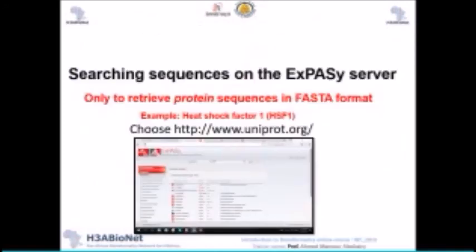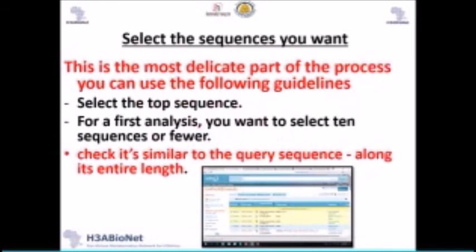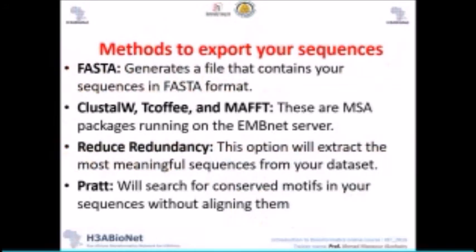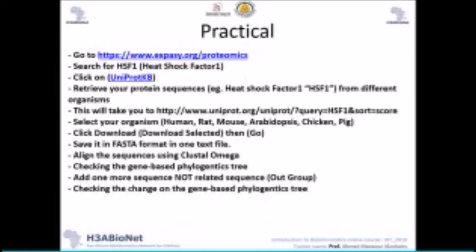In the practical, we will see how to retrieve the protein HP1 factor 1 from ExPASy, how to select the top sequences and do the analysis along the entire length, and choose six different organisms and see the differences between them. Of course, this is the type of method we are using, and we will see that later in the practical lecture. This practice will be followed later on in our lecture. Please take a look at it, listen to it, and follow these steps, so you can know exactly what we are looking for.